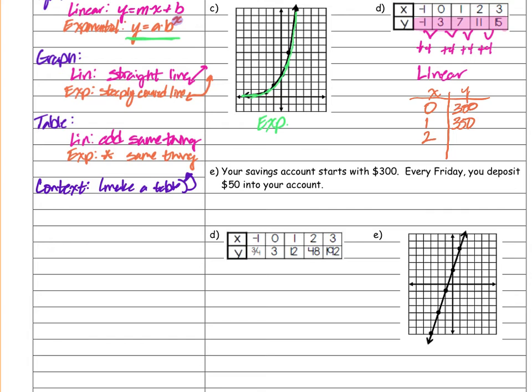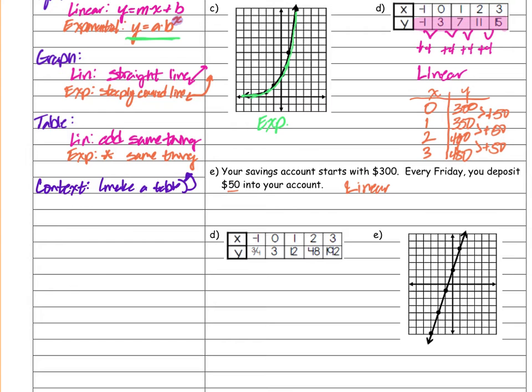On the second Friday I deposit... it says every Friday deposit, so I deposit another $50, so I have $400. On the third day, I deposit another $50, so I have $450. Ooh, sorry, my iPad slipped. $450. So what am I doing every single time? Well, I'm adding 50 every single time. So that means this is a linear function. Okay? Does that make sense on the story problem? Just make a table.